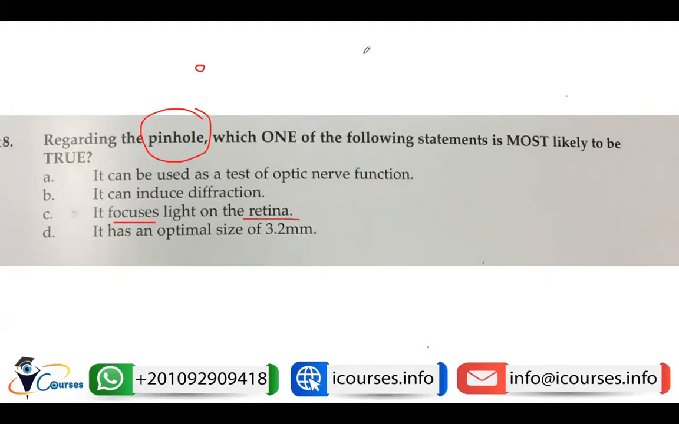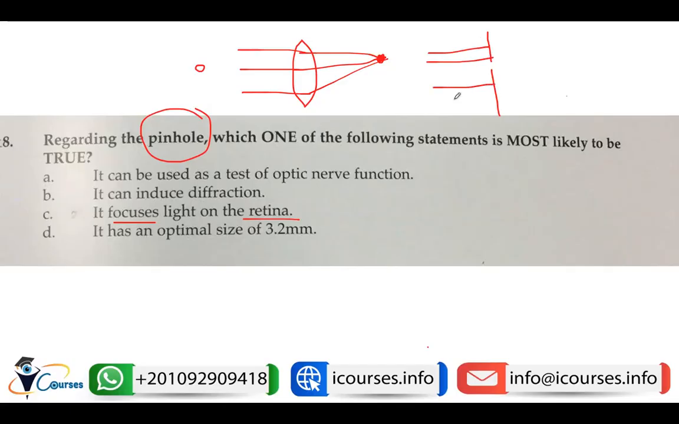So let me show you, or draw you, the difference. When we have a plus lens like this, the parallel incident light rays will come to a focus, which can be, for example, on the fovea. But in the case of a pinhole, there will be a barrier with a small opening. This barrier will block the peripheral rays, allowing only the central light rays to fall on the retina.